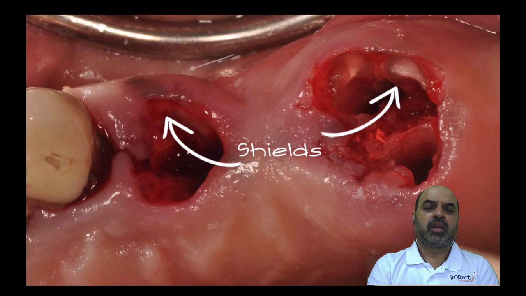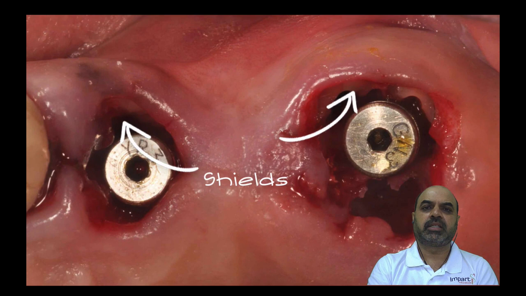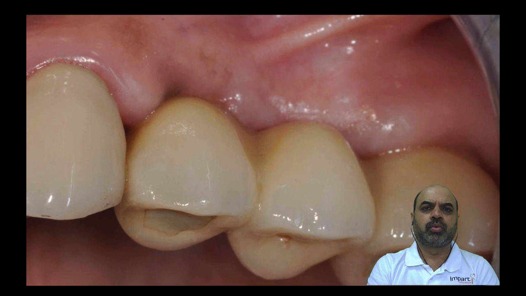We are now doing PET even for posterior teeth, as you see in this case, a premolar and a maxillary molar. You're preparing the sites, preparing the shields, placing the implants, maintaining the gaps there. And looking at this at the end of 4 months, we are again looking at impeccable soft tissue contours, no loss of alveolar bone.